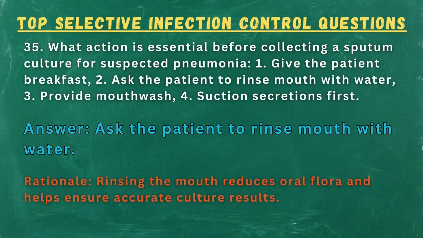35. What action is essential before collecting a sputum culture for suspected pneumonia? 1. Give the patient breakfast. 2. Ask the patient to rinse mouth with water. 3. Provide mouthwash. 4. Suction secretions first. Answer: Ask the patient to rinse mouth with water. Rationale: Rinsing the mouth reduces oral flora and helps ensure accurate culture results.